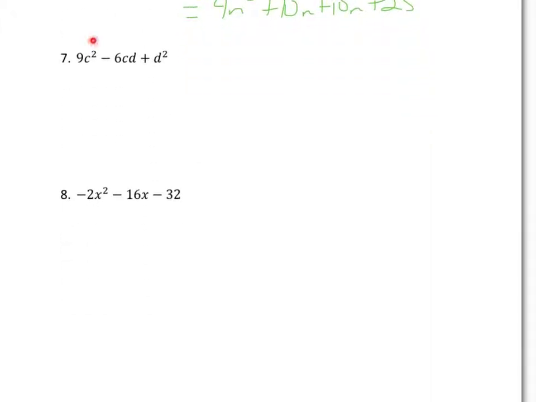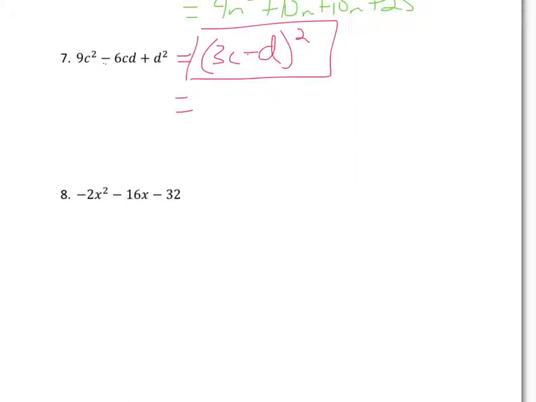Now number 7 here, once again, we're taking the square root and the square root and taking the middle sign. So we've got 3c minus d, squared. Okay, see, I took this negative, and that's what goes in the middle. Once again, to check my work, this is 3c minus d times 3c minus d.